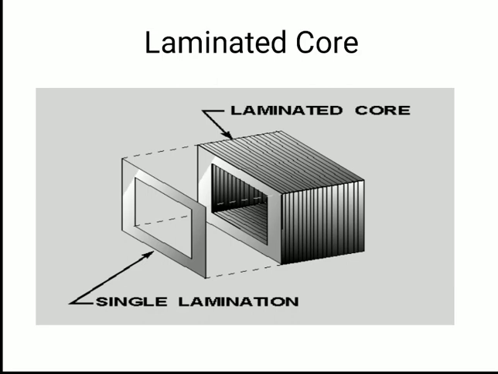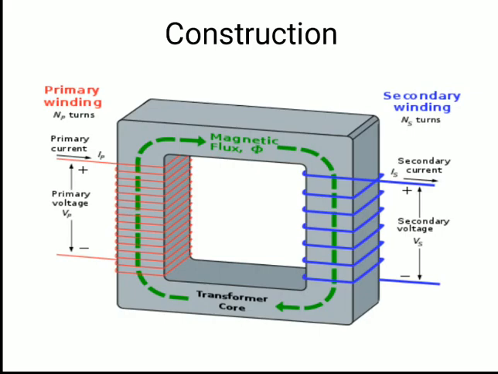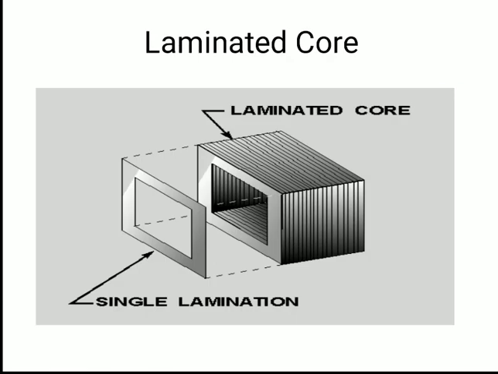What will happen if we join many frames? It will act like one thick frame. You can see here this square is nothing but thick. It is not shown here, but this square is basically made up of single laminations. So it is a laminated core.